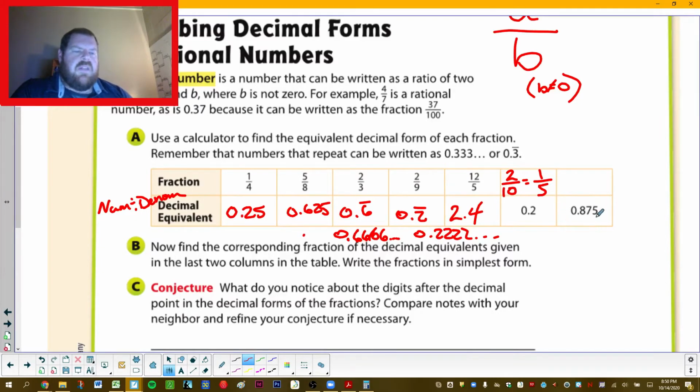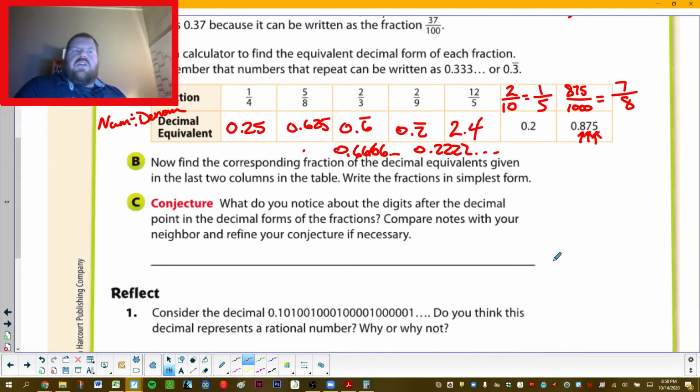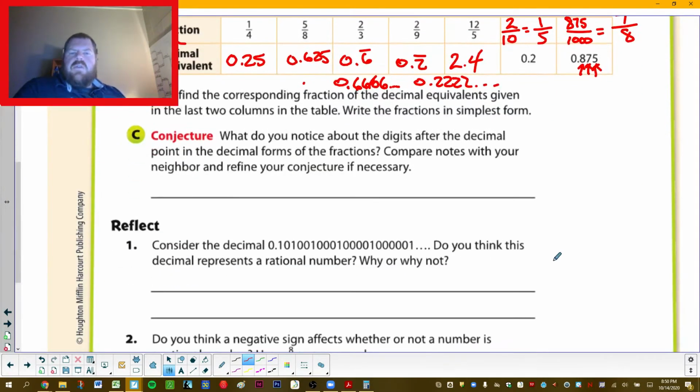Okay, how do I say this one? I have the tenths place, the hundredths, and the thousandths. So this is 875 1,000ths. And you should reduce that. You can do some work to figure out that that reduces to 7 over 8. But that's just reduction of fractions. Okay.